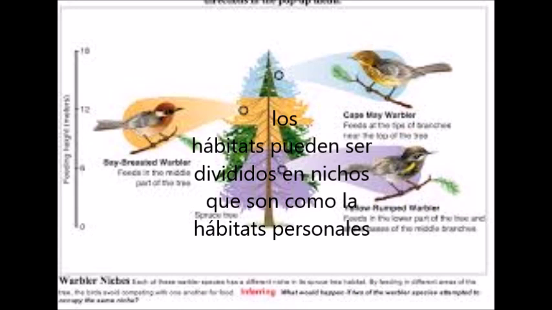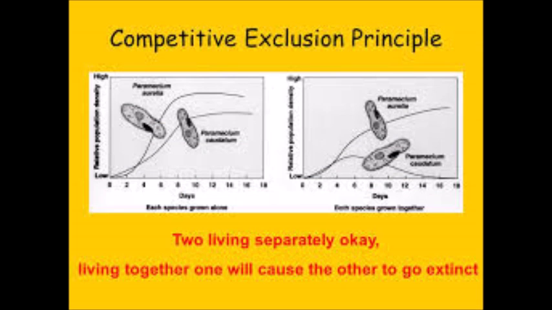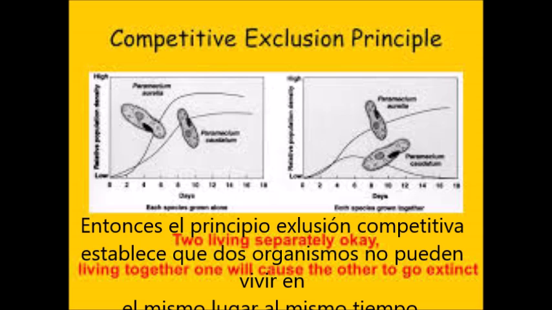Then, habitats can be divided into niches, and a niche is the range of physical and biological conditions in which a species lives and the way the species obtains what it needs to survive and reproduce. Then, the competitive exclusion principle states that no two species can occupy exactly the same niche in exactly the same habitat at exactly the same time.